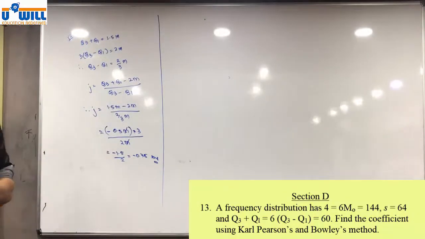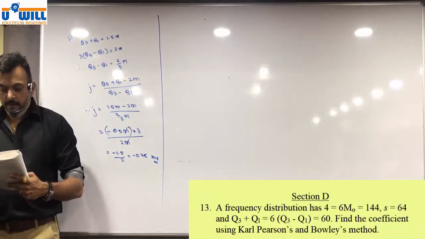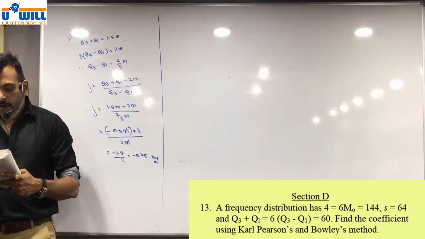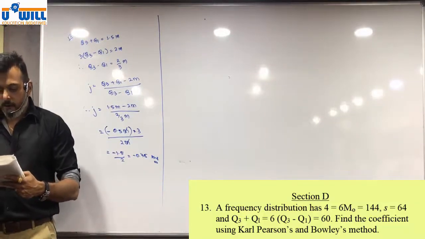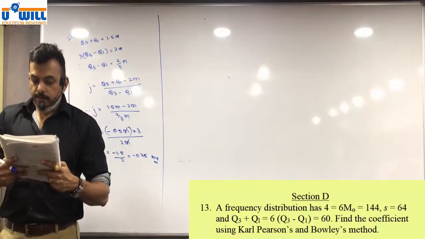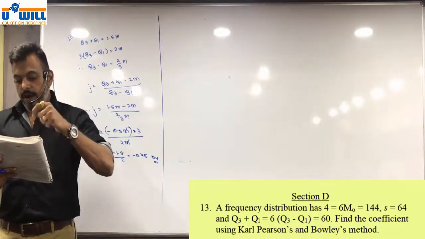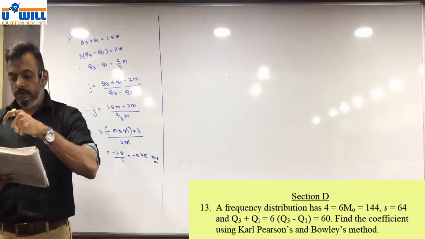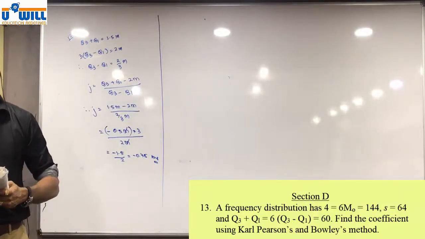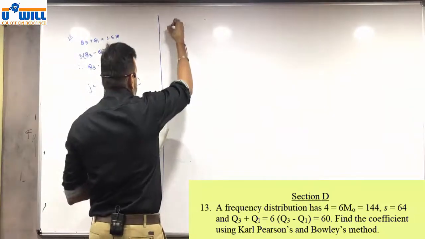Question number 13. A frequency distribution has 4 times mean is equal to 6 times mode is equal to 144. Standard deviation is 64 and Q3 plus Q1 is equal to 6 times Q3 minus Q1, which is equal to 60. Find Karl Pearson and Bowley's coefficient of skewness. Let's write this.